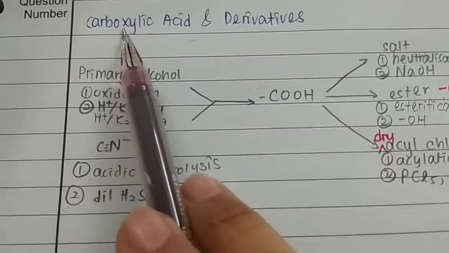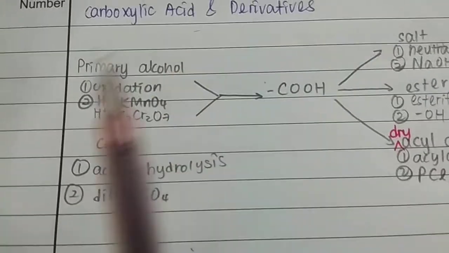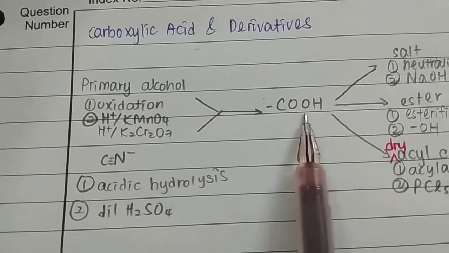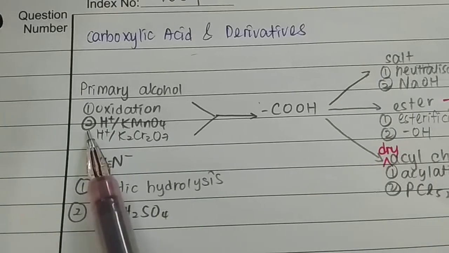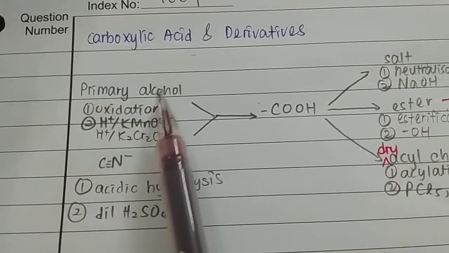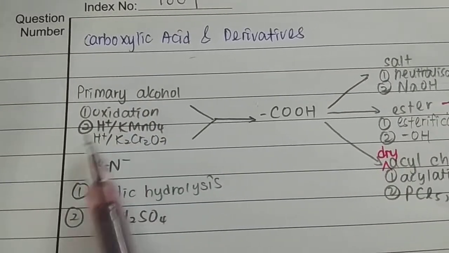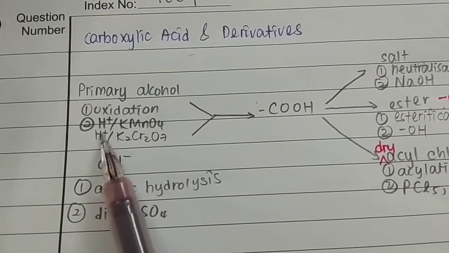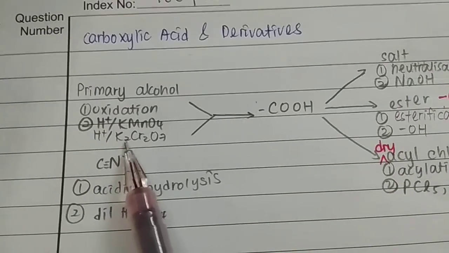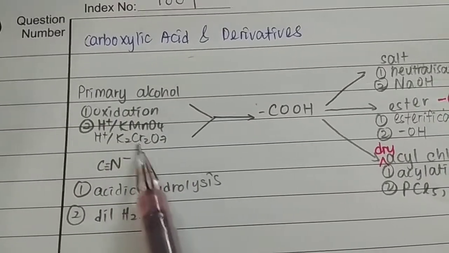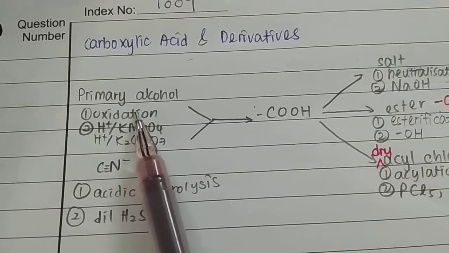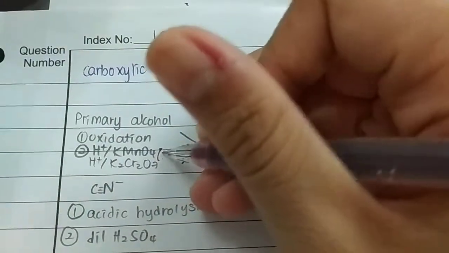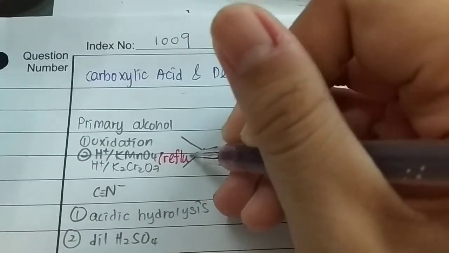This chapter is about carboxylic acid and its derivatives. First, we'll have primary alcohol and nitrile to form carboxylic acid. First of all, this primary alcohol will react with acidified potassium manganate(VII) solution or acidified potassium dichromate(VI) solution, and they undergo oxidation. In which condition? Well, in reflux. You can say heat in reflux.